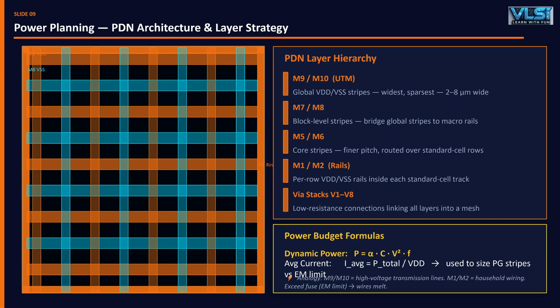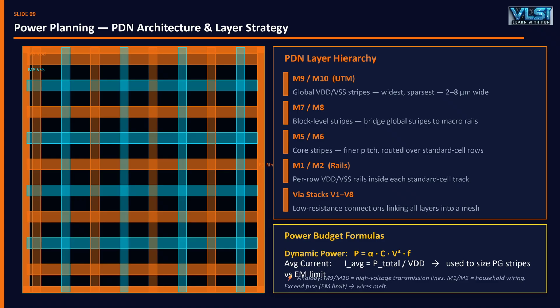Now we enter something that decides whether your chip even powers on correctly. Power planning. Think of your chip like a city. You need highways, distribution lines and local connections. In VLSI, power is delivered through a grid. Top metal layers carry large current across long distances. Lower layers distribute power locally to standard cells. Now here's the challenge. You must ensure stable voltage everywhere, not just near the power pads, but across the entire chip.